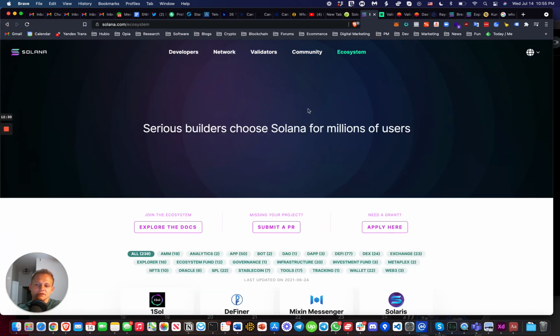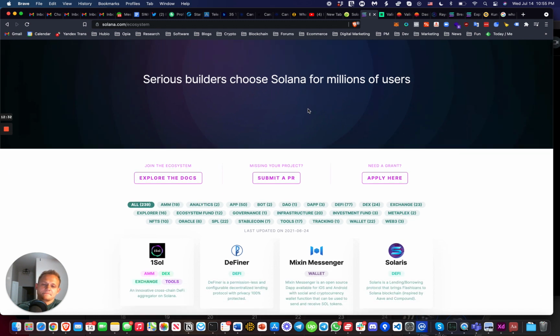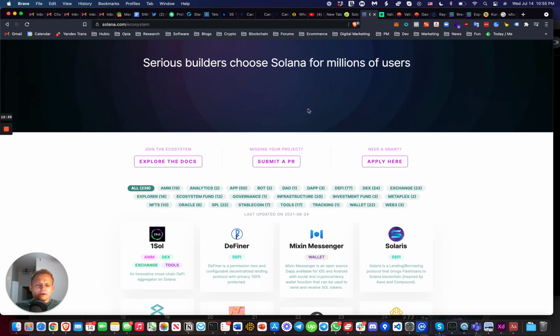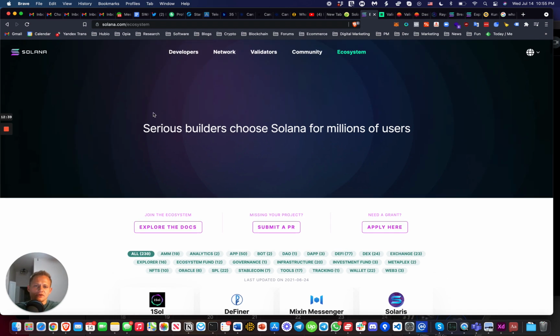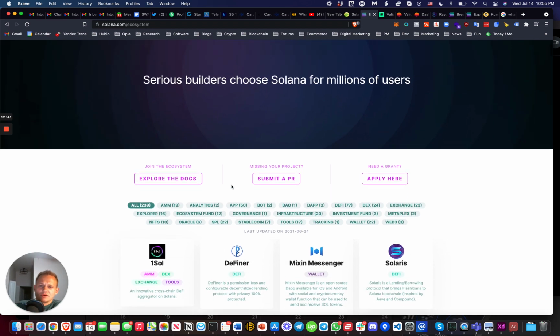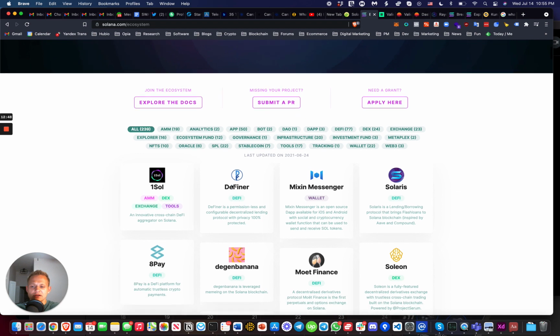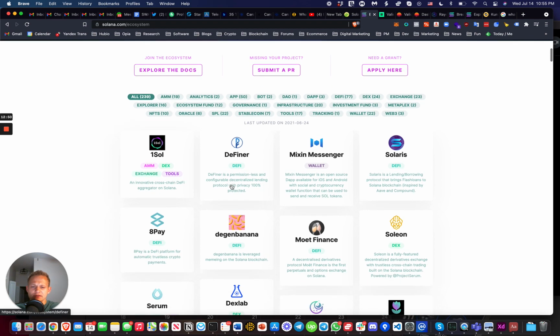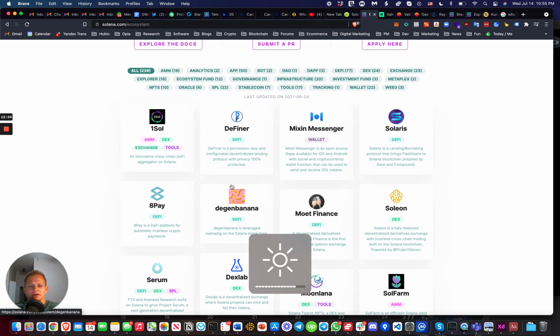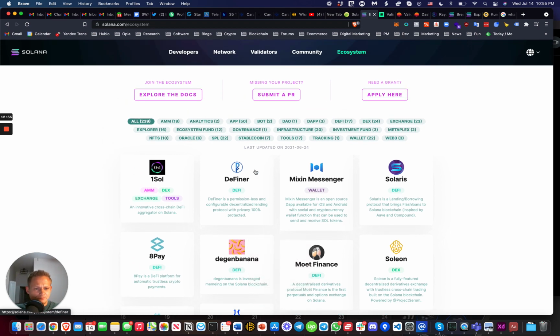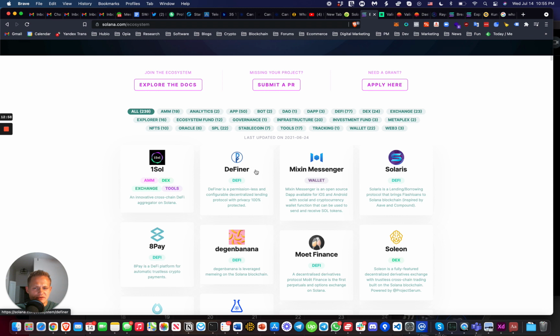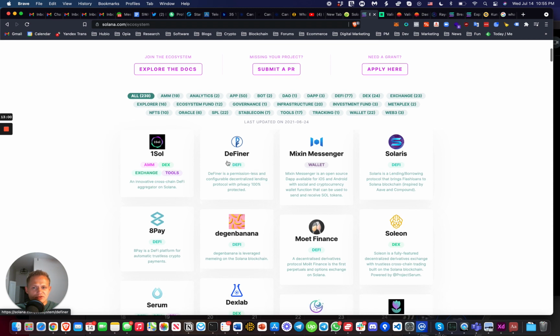Now let's look at the interesting stuff here, huh? Alright, so they have quite a bit of apps on this ecosystem. Now, obviously there's a lot more than just 239. However, there's 239 that they have vetted out and listed on here. So this is actually quite interesting. I do want to check out some of these main ones. So let's look at this.